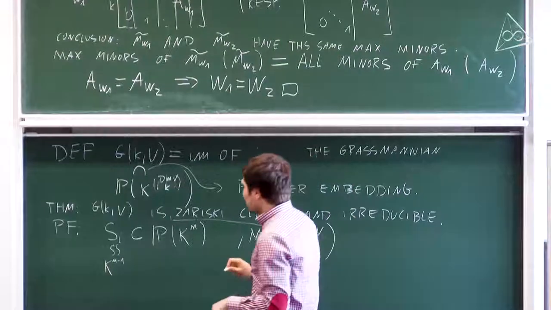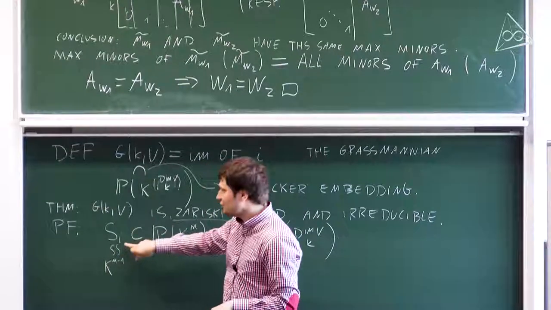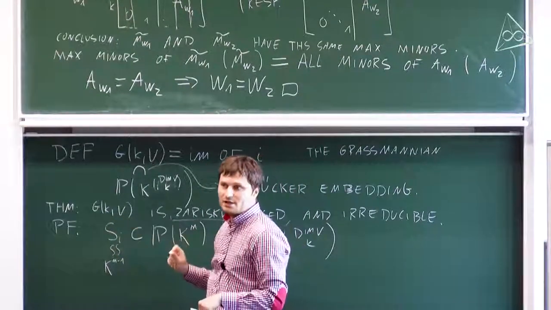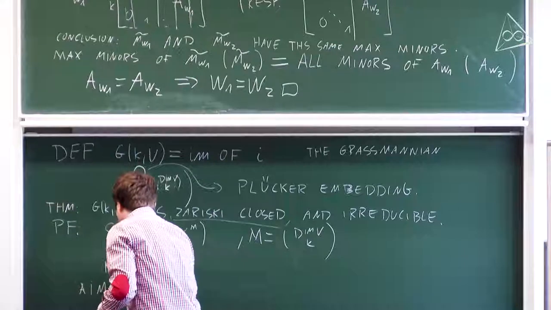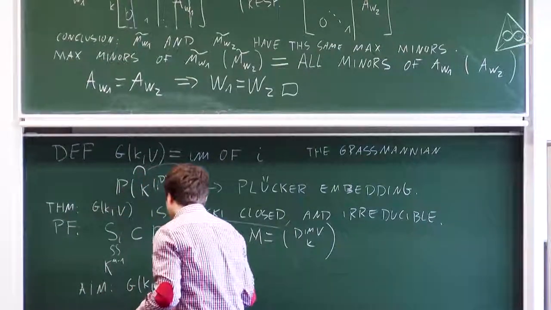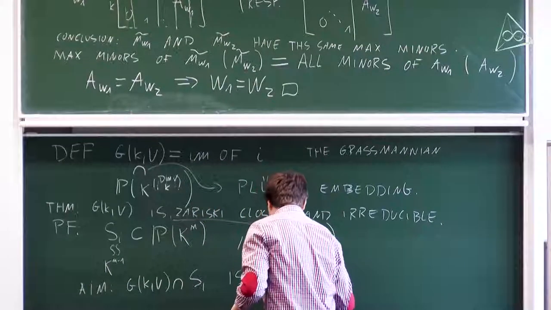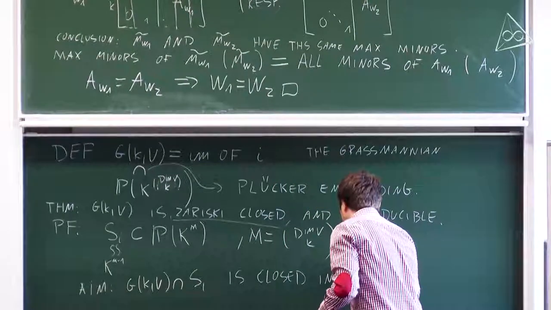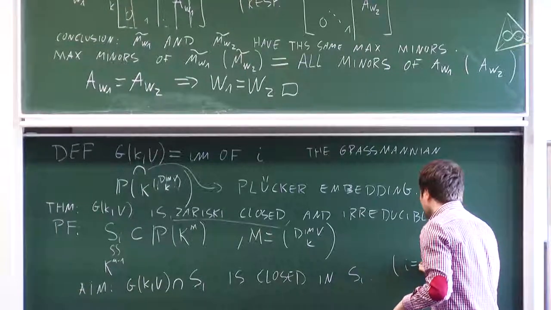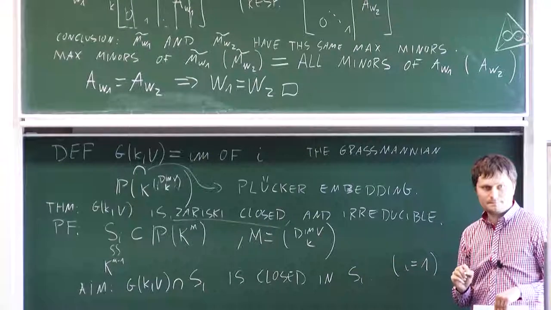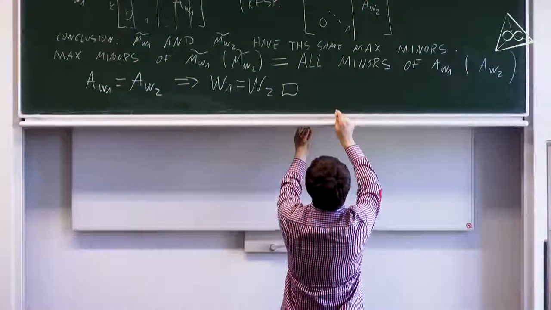So we want to prove that the Grassmannian is closed in this space, but we have a covering of this space by open sets. So we will prove that the Grassmannian intersected with S_i is closed in S_i. And of course, without loss of generality, we can assume that i is equal to 1. Okay, let's do it.